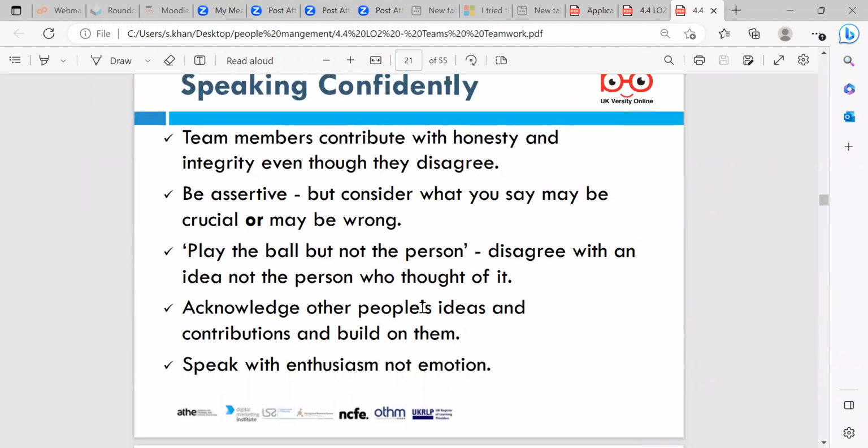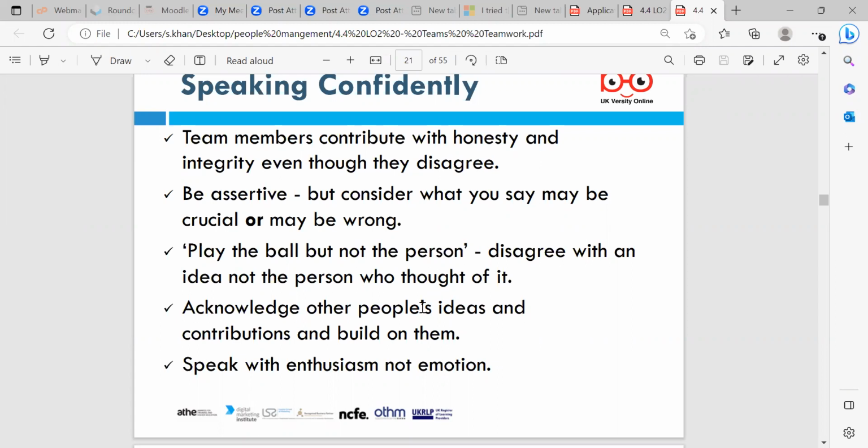Speak confidently. So team members contribute with honesty and integrity, even though they disagree. Be assertive, but consider that what you say may be crucial or may be wrong. Play the ball, but not the person. So disagree with an idea, not the person who thought of it. If you disagree, you can bring in recommendations and say, I think it should be done this way. You need to speak confidently, but not be abrupt and aggressive as well.